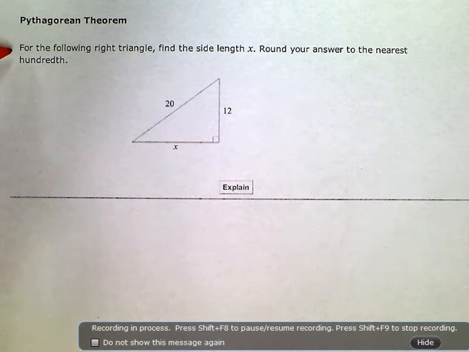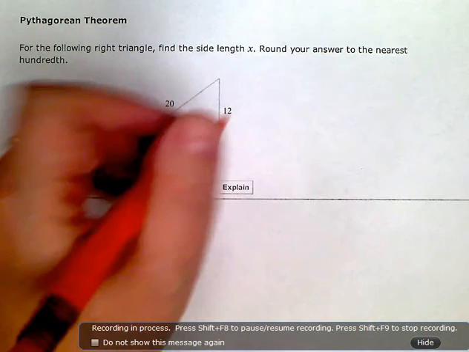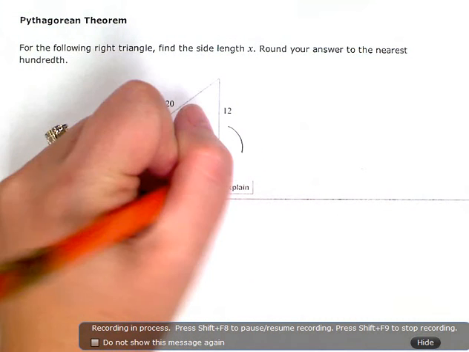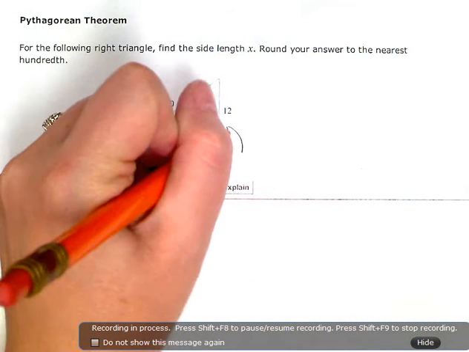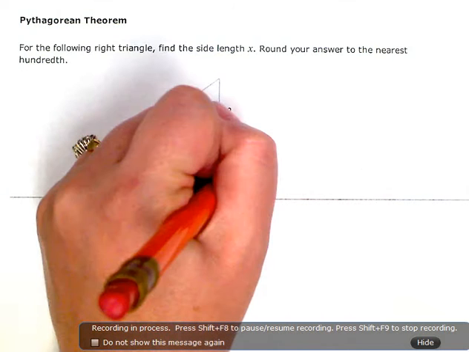For the following right triangle, find the side length x. Round your answer to the nearest hundredth. So on a right triangle, these two sides, the sides that make up this right angle or this corner right here, are called the legs.